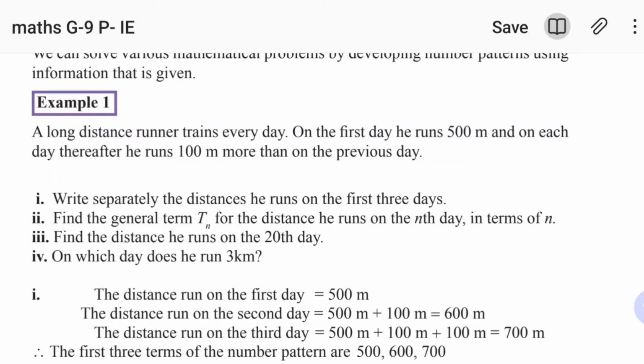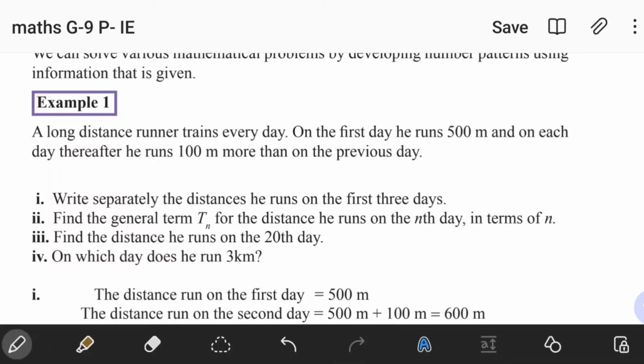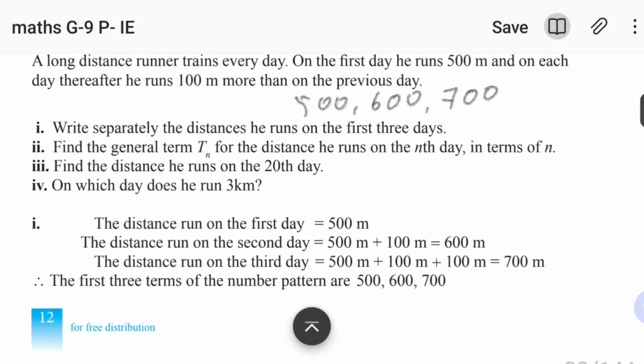Likewise, in this case, it's about a long distance runner. On his first day he runs 500 meters, and on the second day he runs 100 meters more, which means he runs 600 meters. In the first question they ask us to write separately the distance he runs on the first 3 days. So the first day 500, the second day 600, the third day 700. Then find the general term Tn for the distance he runs on the nth day.